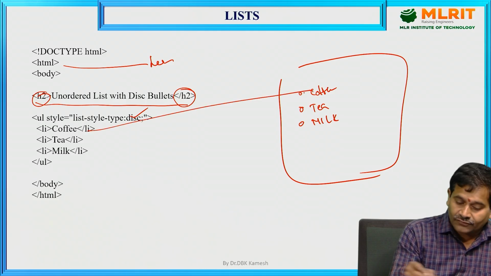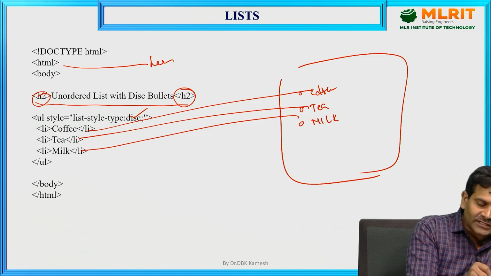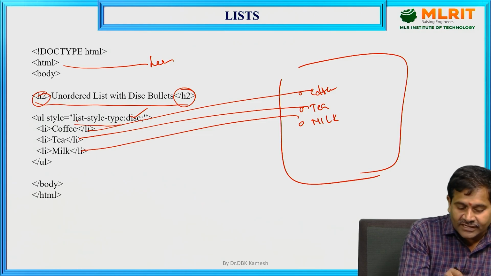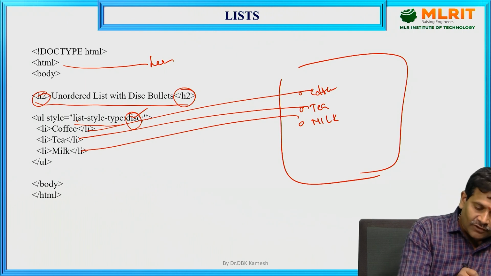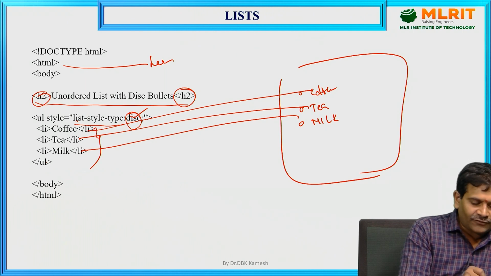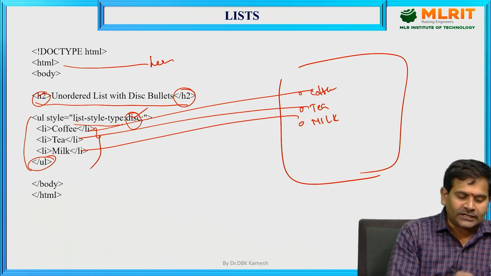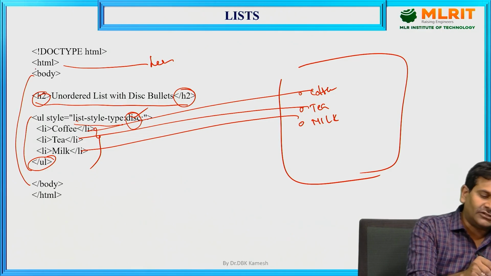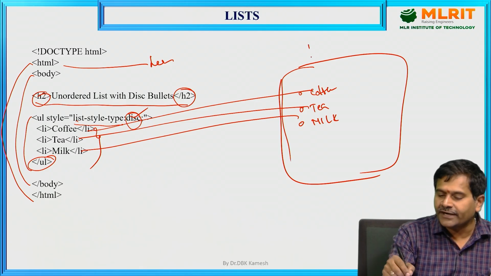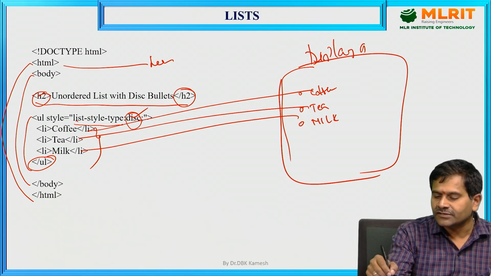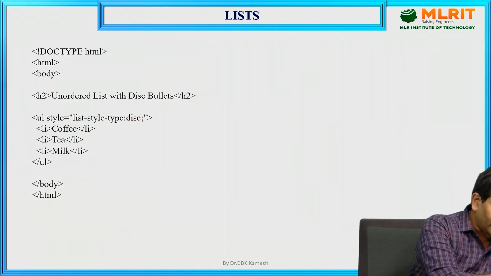So the first one is coffee, second one is tea, third one is milk. As I said, the syntax is UL style is equal to list style type colon followed by the type of style, then your list items, then the closing tag of your UL. These are very important. After that, the body tag closes and the HTML tag closes. Then this is the item displayed on your screen. So this is one program.